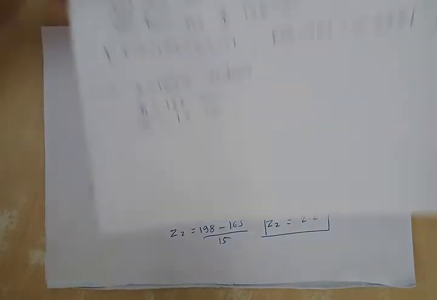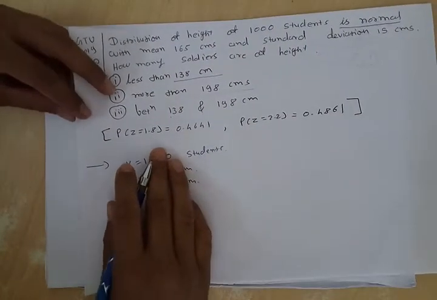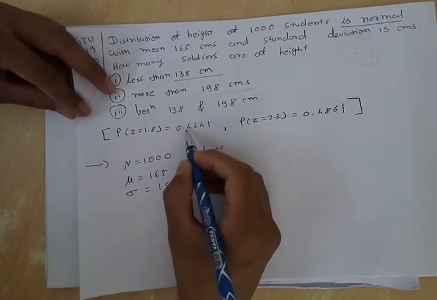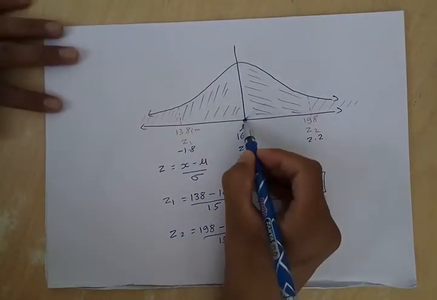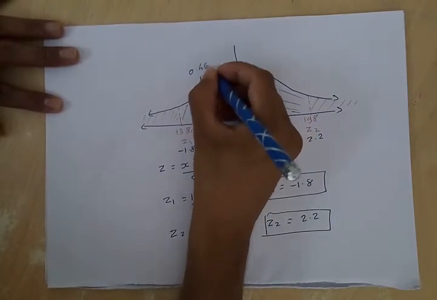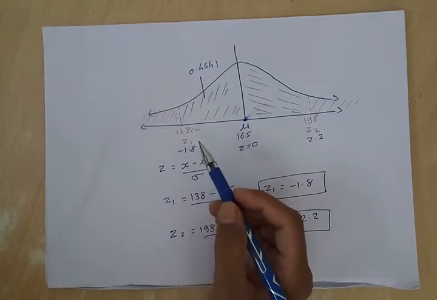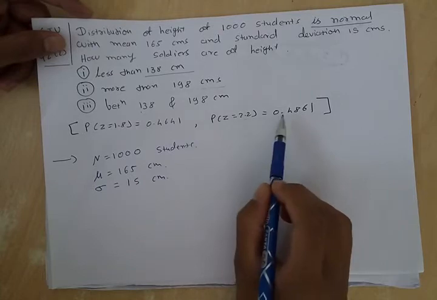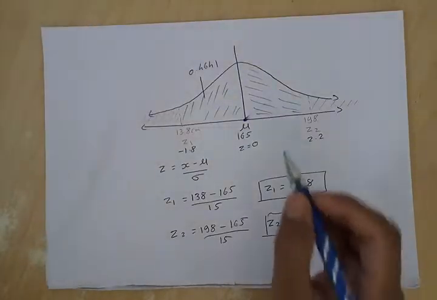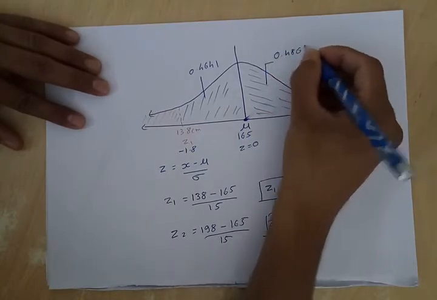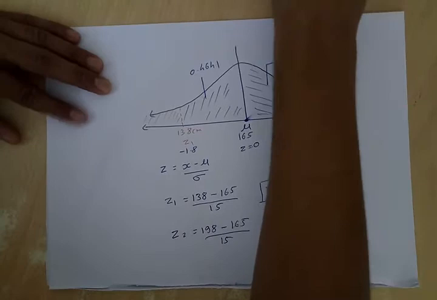Now in the question itself, we are given that the probability of z falling between 0 to 1.8 is 0.4641. So if the z value falls between 0 to 1.8, it has a probability of 0.4641. And the z value between 0 to 2.2 has a probability of 0.4861.